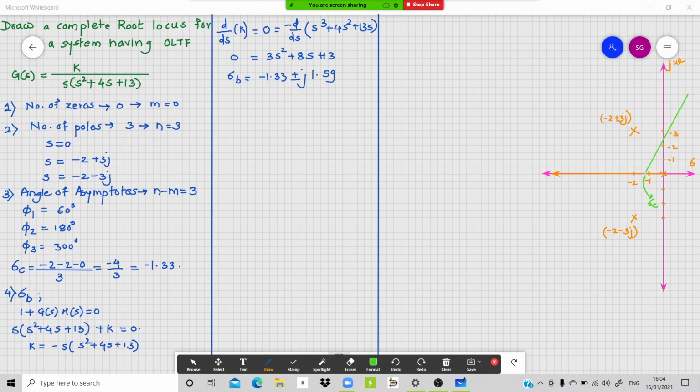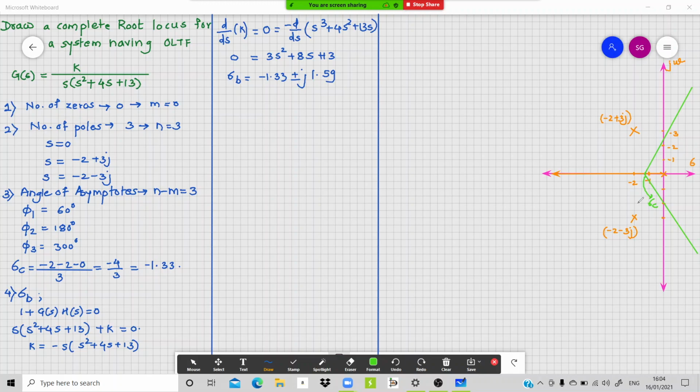I don't know whether my angles are right or not. You just measure with your protractor and draw. Okay, so these are the two asymptotes, and at what point have I drawn? At sigma c I have drawn. Third one, 180, it is already there, but I will not draw it, not required. It is going along 180. Sigma b you see minus 1.33 and 1.59 over here and here.